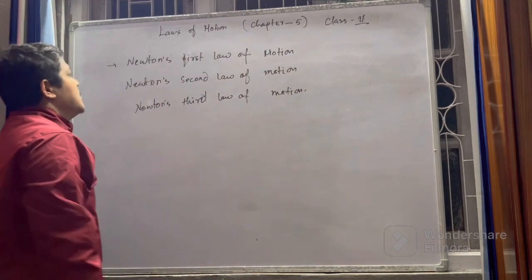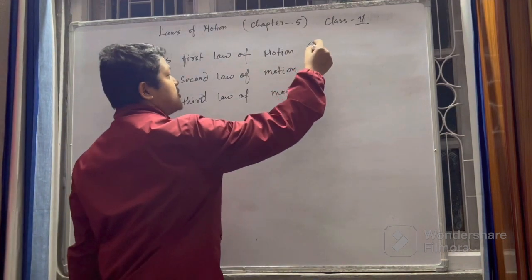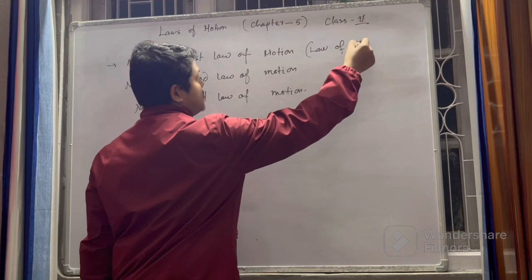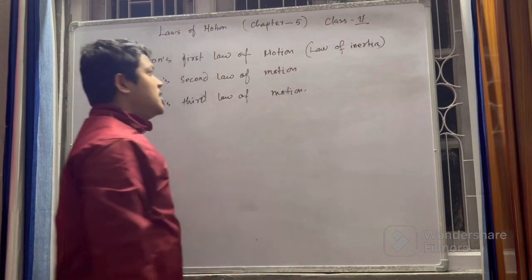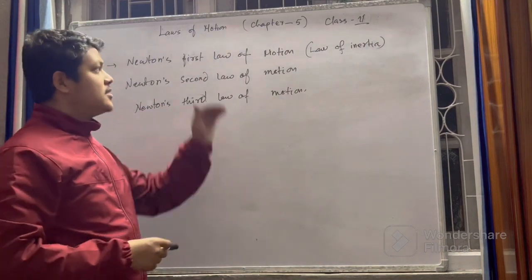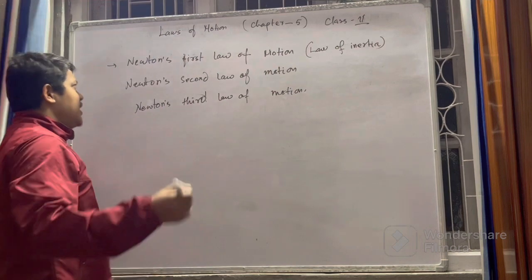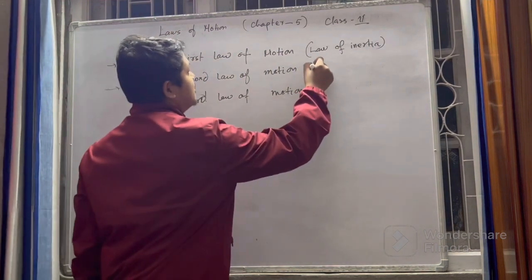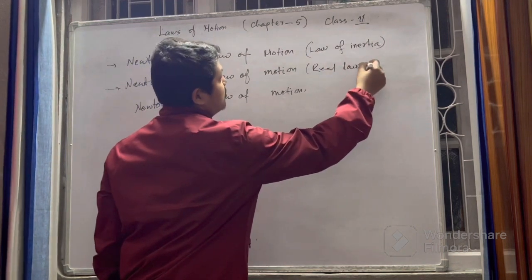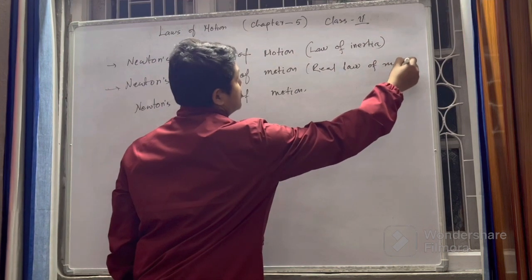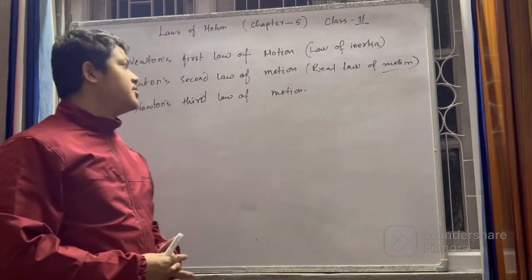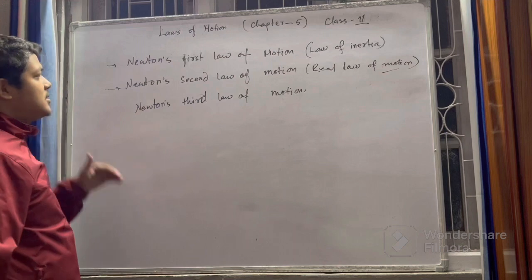Newton's first law of motion is also called the law of inertia. So what is inertia? Why is it called the law of inertia? I will explain. And Newton's second law is called the real law of motion. Why is it called the real law of motion? I will explain that also, one by one.